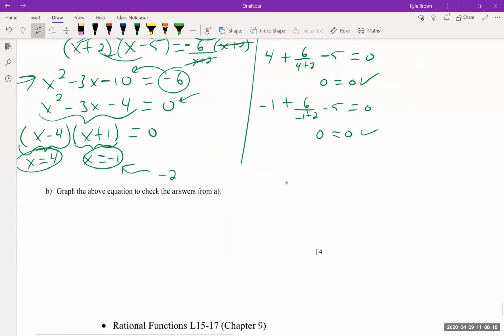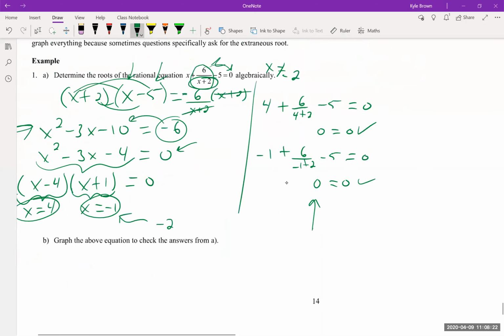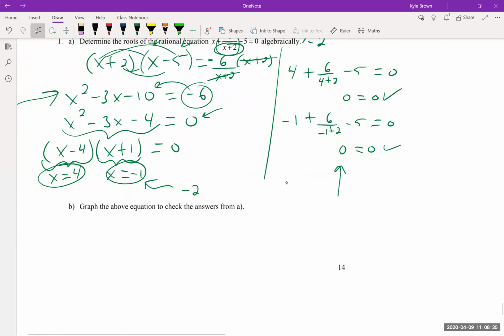But either way, it's a good strategy to check. And one thing to remember with radicals, with taking square roots, there were a lot more ways we could come out with a negative number that would make it so the answer didn't work out. But with these, there aren't as many ways that things can go wrong. So, all right, the next one says graph the above equation to check the answers from part A.